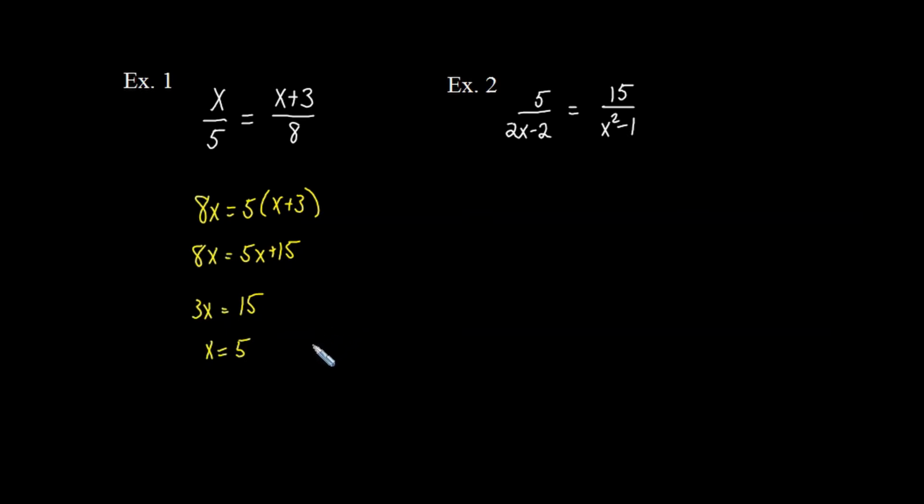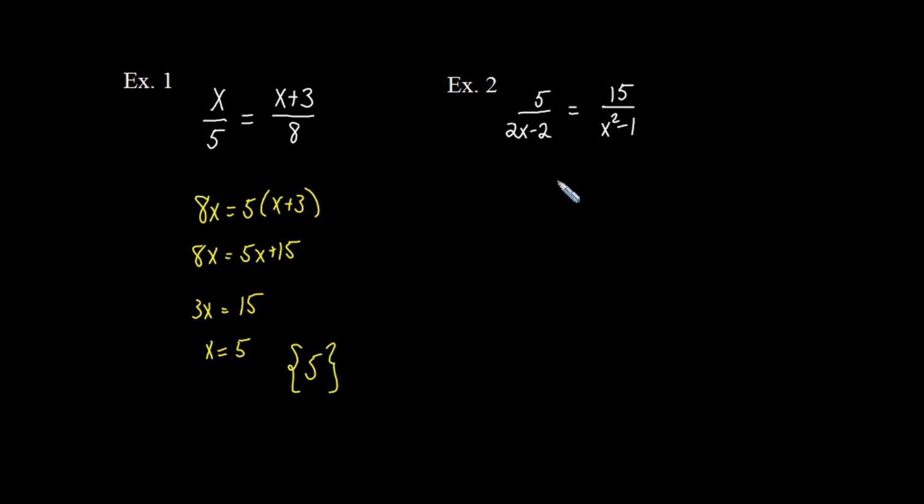Now, with proportions or rational equations in general, we always have to check and make sure that we do not have a value that is excluded, causing an extraneous solution, because extraneous solutions can exist in rational equations. And we can see we can plug this back in. We get 5 over 5 is equal to 8 over 8. There are no complications caused, so our solution is 5.